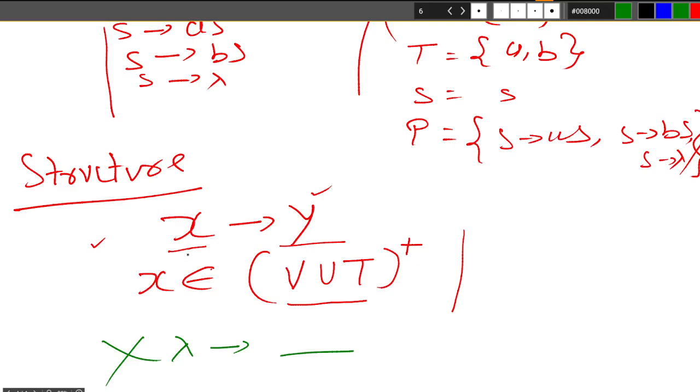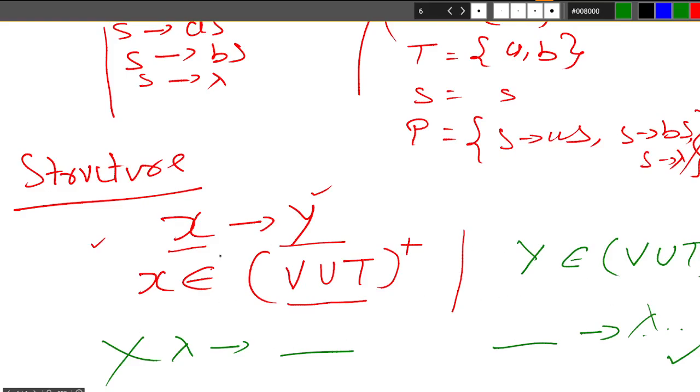Now, if we talk about the right hand side, what will happen? What is this y? On the right hand side anything is possible. You can have any combination of V or T. So you can write it as the Kleene closure of V union T. It means you can have any combination of variables and terminals. You can also have lambda, no problem, this is allowed.